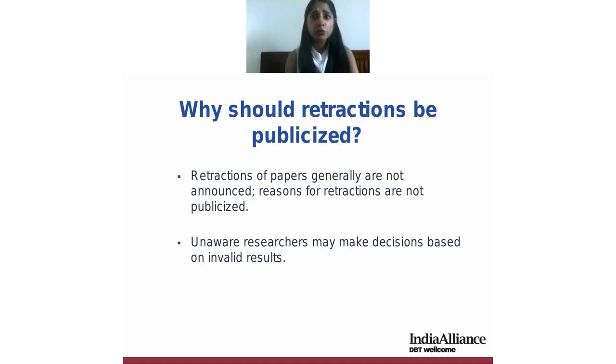Now, why, you would ask, should retractions be published? When your paper is published, you will go around telling everyone. You will announce it to the world. You will put it on social media: my paper has got published. But if a paper is retracted, you are not going to be telling the world. It's a matter of shame, right? So it is very important for it to be publicized, because researchers who are not aware of the retraction might continue to cite those papers.